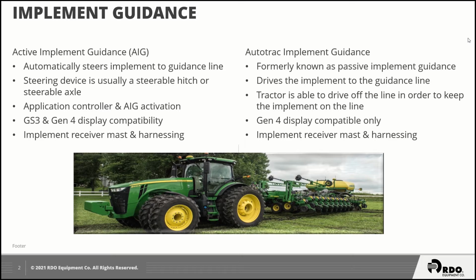This is where the implement is driven to the guidance line. So that means that the tractor pulling the implement can drive off the line if it needs to in order to keep that implement right where it needs to be, centered on the line. This form of implement guidance is only compatible with the Gen 4 displays. And again, just like active implement guidance, we do require implement receiver, mast, and any necessary harnessing.